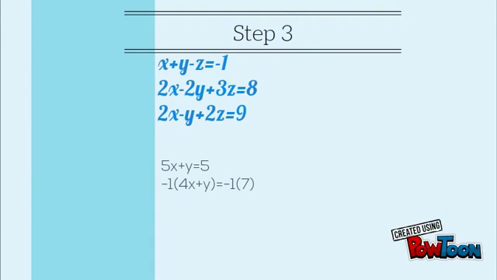For the third step, I used the two simplified equations, and I multiplied the 4x plus y equals 7 equation by negative 1 to get negative 4x minus y equals negative 7. And by simplifying, I got x equals negative 2. And this is your first variable you will find.